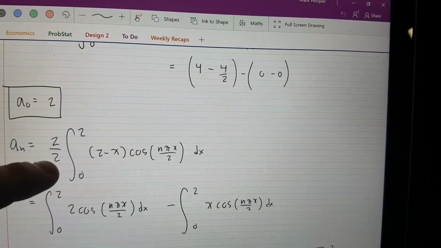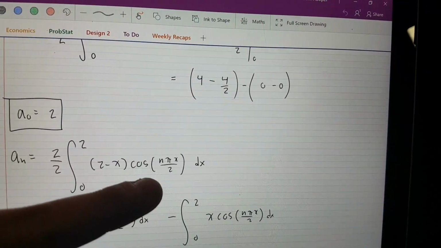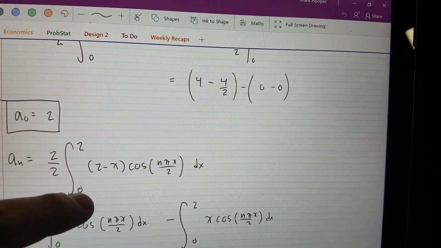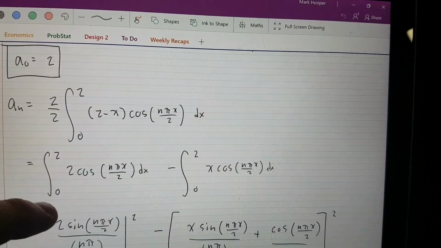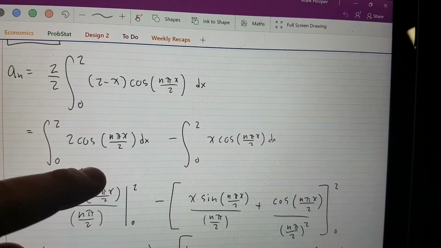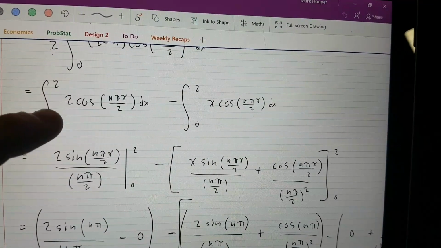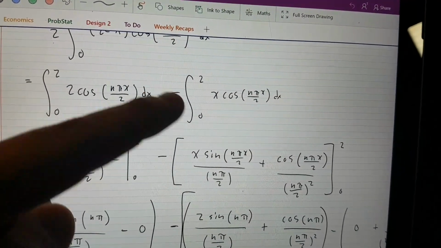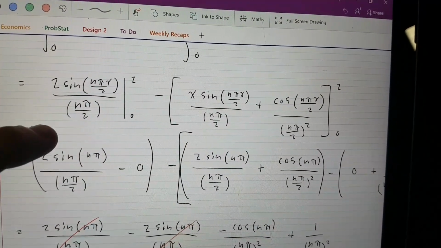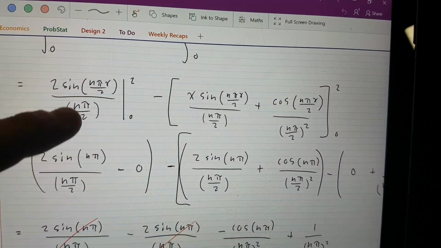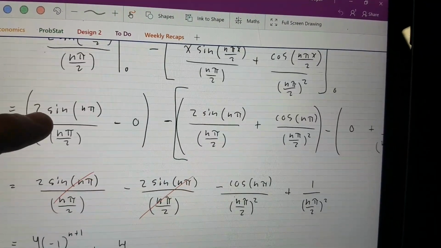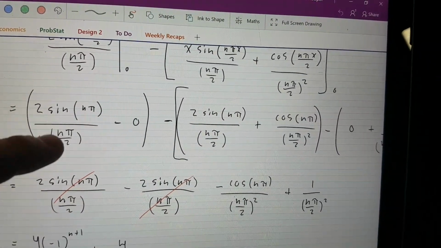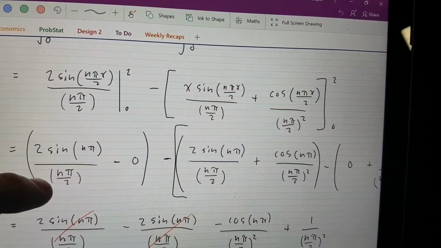And then an, it's the same deal. An even function times an even function is an even function. So you can go from 0 to 2 and multiply this guy by 2. And then we'll just compute this integral. I just split it up again, and then did this one separately, did that one separately. So this becomes 2 sine n pi. Sine n pi. That one should also be 0, shouldn't it?